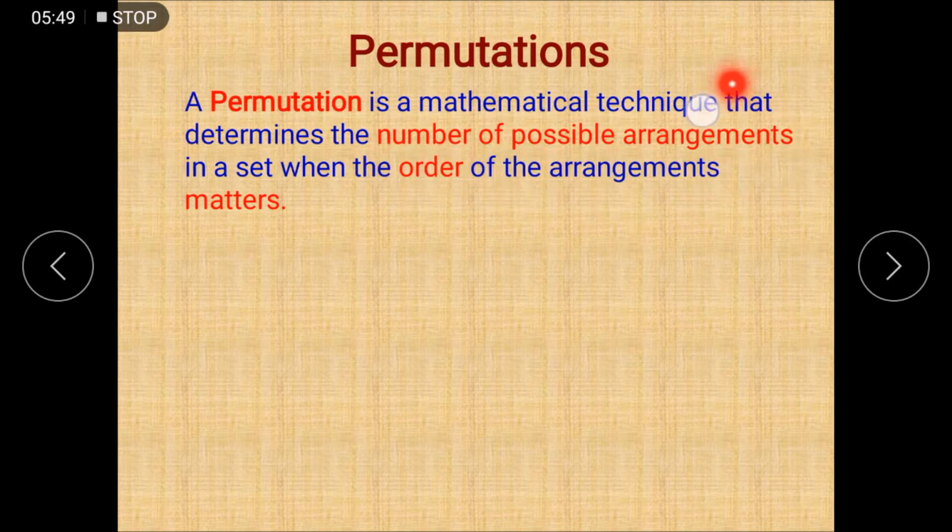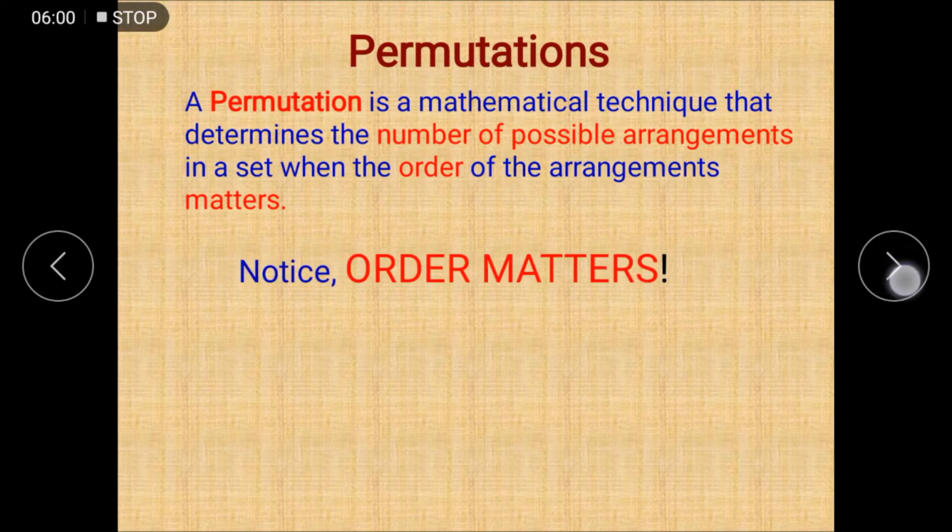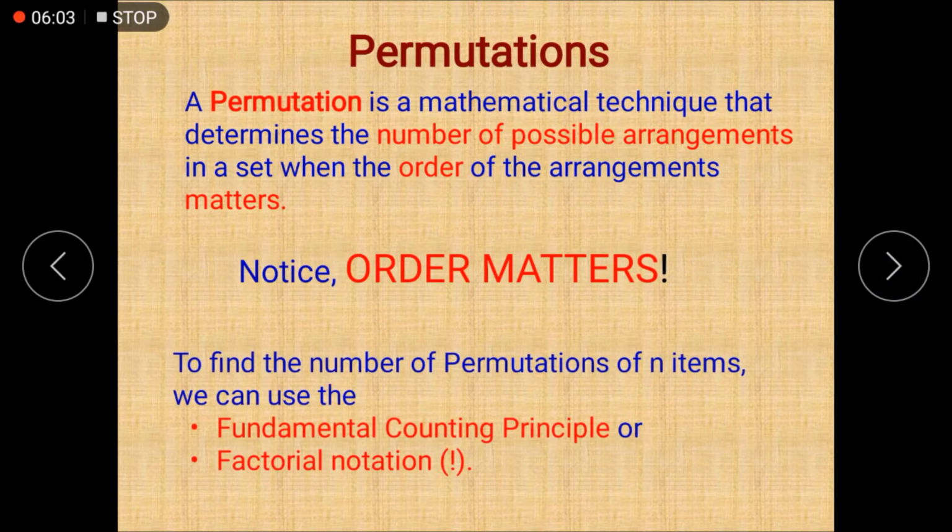See arrangement here, when the order of the arrangement matters. So order of arrangement matters. What is meant by orders matter? It means that to find the number, we can use two ways. Either use counting, or you can use the factorial notation. So what is meant by orders matter?